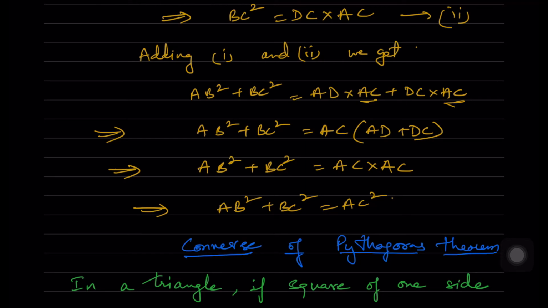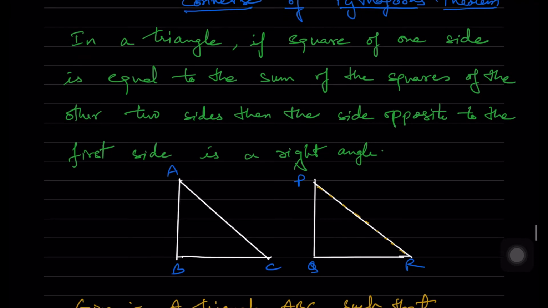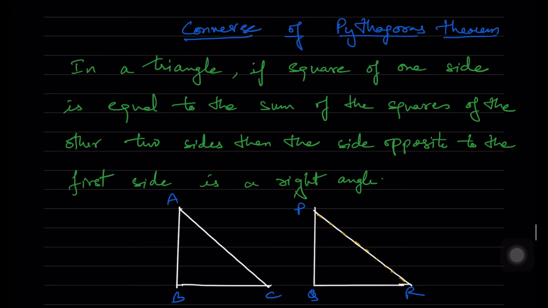Therefore AB square plus BC square is equal to AC square, hence proved. Next, going into converse of Pythagoras theorem. In converse of Pythagoras theorem, what do we have? We have in a triangle, if square of one side is equal to sum of squares of the other two sides, then the side opposite to the first side is a right angle.